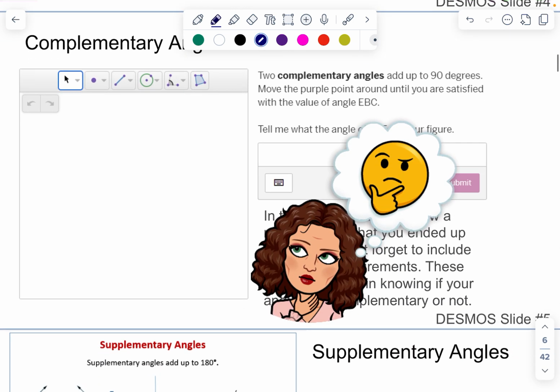All right, so we're not going to do this page, but I just wanted you to underline a couple of things. Two complementary angles add up to 90 degrees. That's what you've got to know.